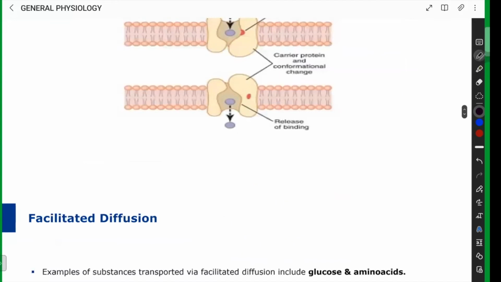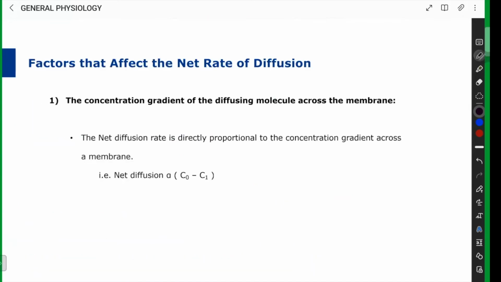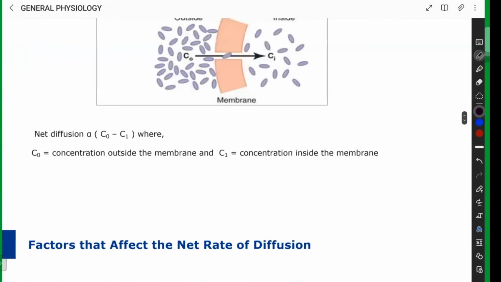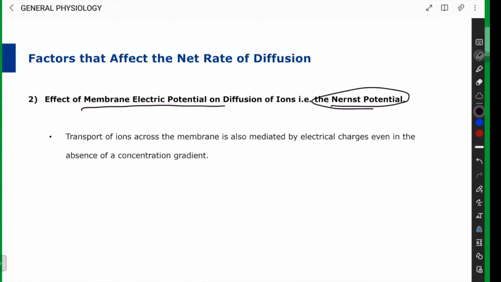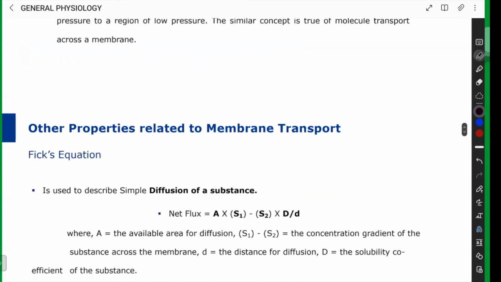Two things are going to affect the net rate of diffusion: number one, the concentration gradient, and number two, the effect of membrane potential, that is your Nernst potential. Now, very important, next you are going to see two important equations. One is going to be a fixed equation.